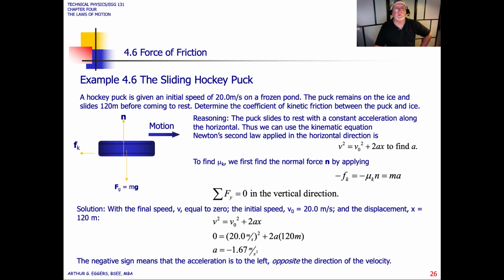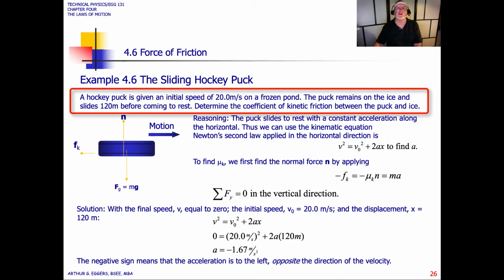So let's pick up with another friction type problem here, and develop the free body and our forces. In this one, we've got a sliding hockey puck. The hockey puck is given an initial speed of 20 meters per second on a frozen pond. So that becomes our v naught.